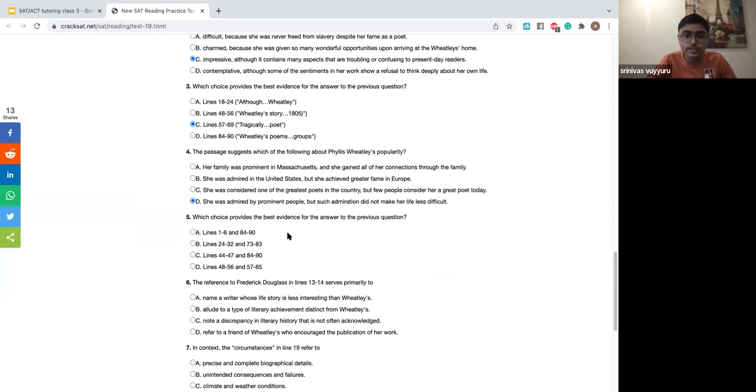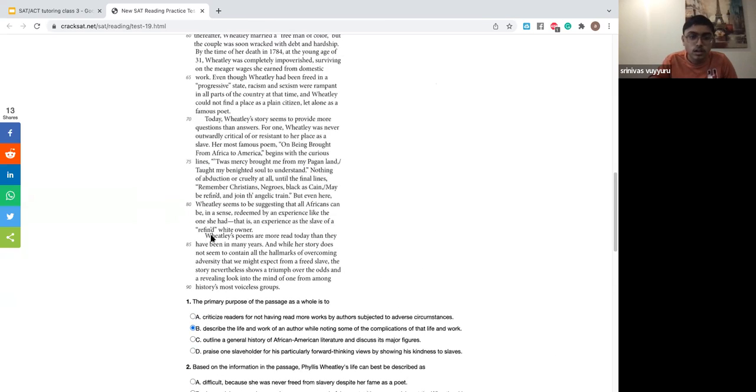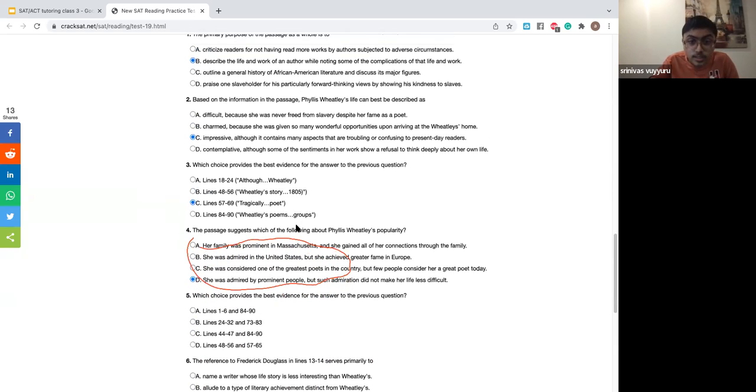All right, so which choice provides the best evidence to the answer in the previous question? Okay, so we have to go back up. So lines 1 to 6 and 84 to 90. So 84 to 90, first of all. So this last passage sounds pretty good as a good support. However, I don't think it fully encapsulates everything, but we'll still say it's pretty good.